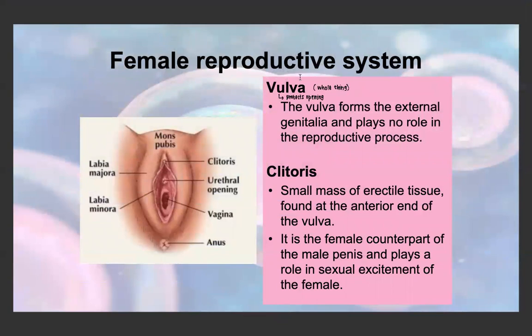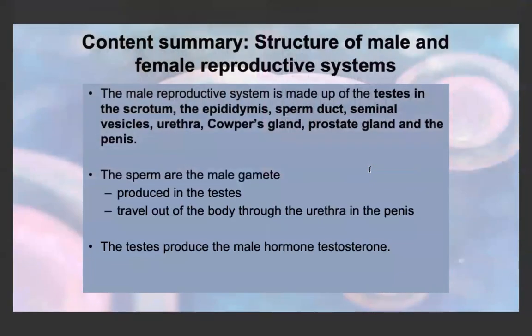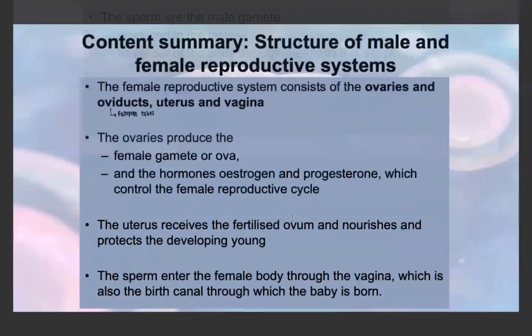We can then look at the vulva and the clitoris, which are the external structures of the vagina, and they play no role in the reproductive process. So this is just a summary of the male reproductive system, and this is a summary of the female reproductive system.